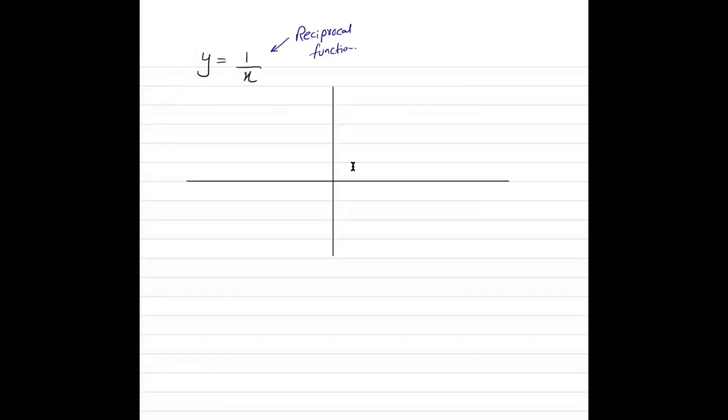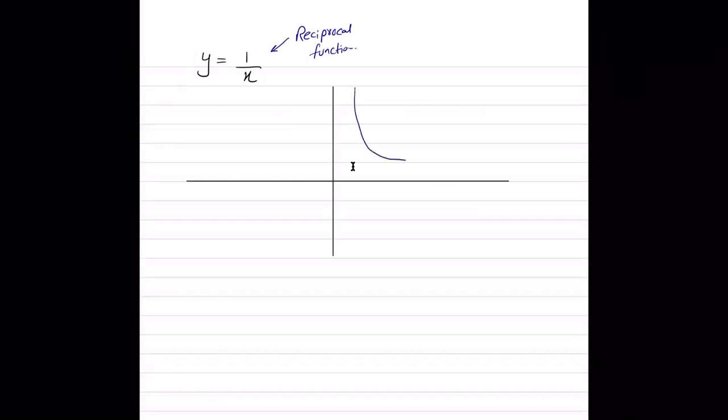From your O-level math as well, do you recall this equation? What type of equation is this? Or what type of function is this? I'm not sure. It's called a reciprocal function. Y equals to 1 upon x is a reciprocal function. And if I sketch this for you, the sketch looks something like this.